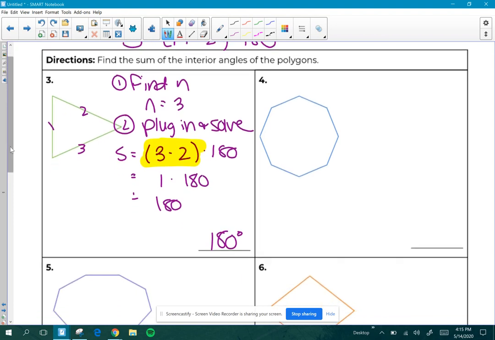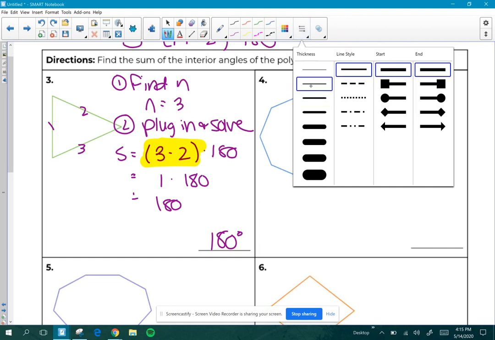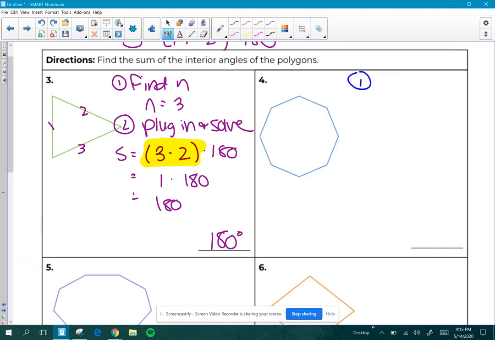All right, number 4. Same thing. We're going to start by finding n. Let's change the color. I'm getting a little sick of the purple. So we want to find n. So let's count. 1, 2, 3, 4, 5, 6, 7, 8. It says 8 sides, so my n is 8.